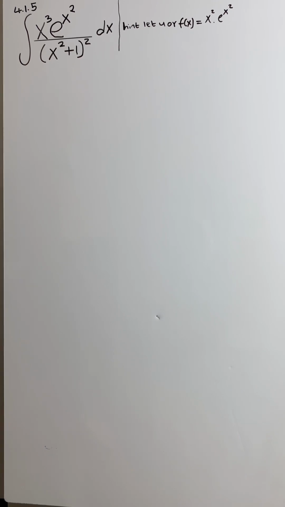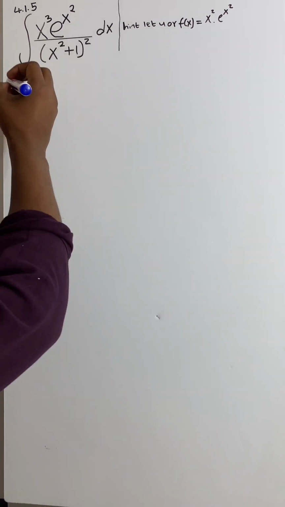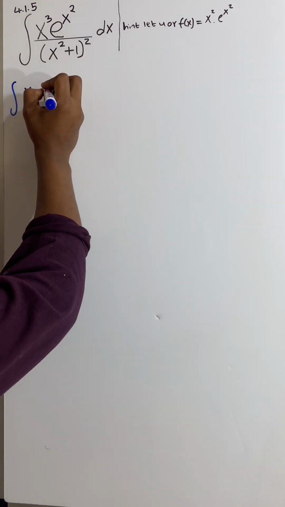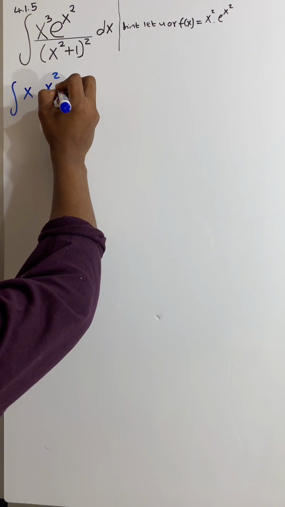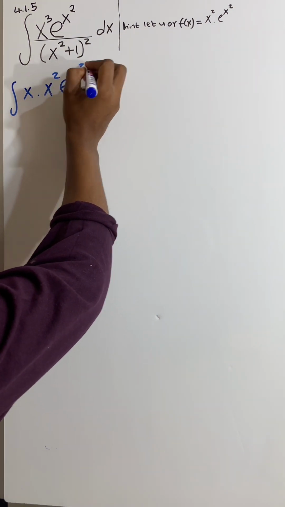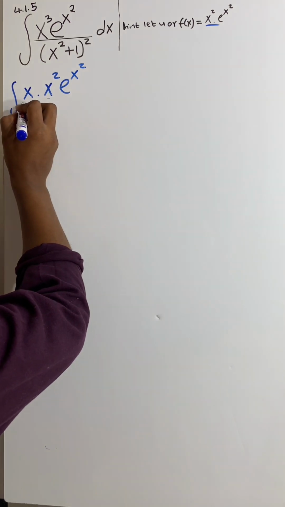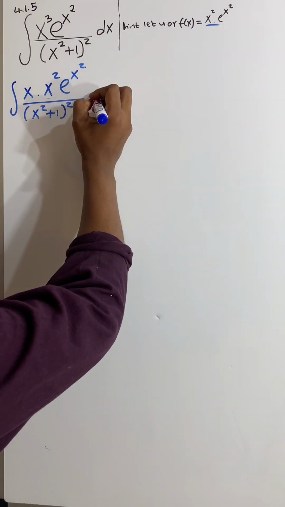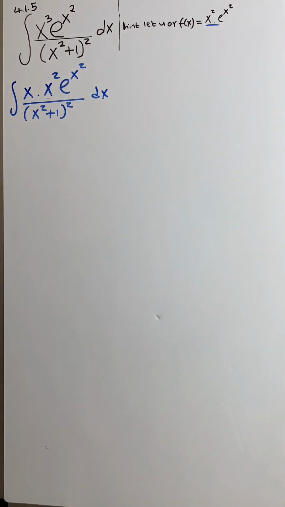4.1.5, we have to determine the integral of x cubed multiplied by e to the power x squared divided by x squared plus 1 all squared dx, and we are given a hint that we must let u or f of x equal x squared multiplied by e to the power x squared. So let's break our integral. So we'll have x multiplied by x squared multiplied by e to the power x squared, so that x squared is fulfilled here, divided by x squared plus 1 squared dx.